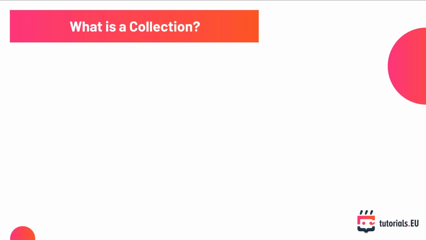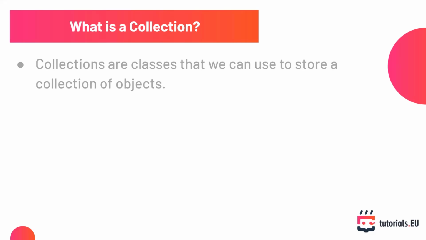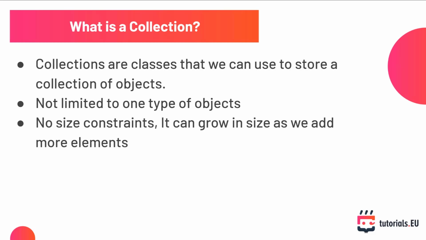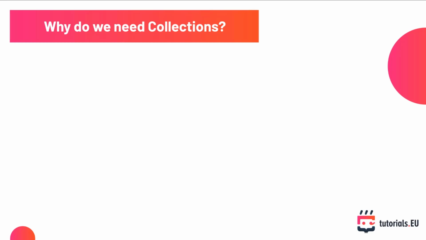So first of all, we need to understand what collections are. Like arrays, collections are classes that we can use to store many objects at the same time, or a collection of objects, hence the name collection. Unlike arrays, collections are not limited to one type of object. So instead, in a collection, we can store as many types of objects as we want. Also, collections are not fixed in size like arrays, for example, by their length. We can add elements to them as we go, and the collection will adjust its size. In this case, it's not called length, but count. And we're going to see how to use that.